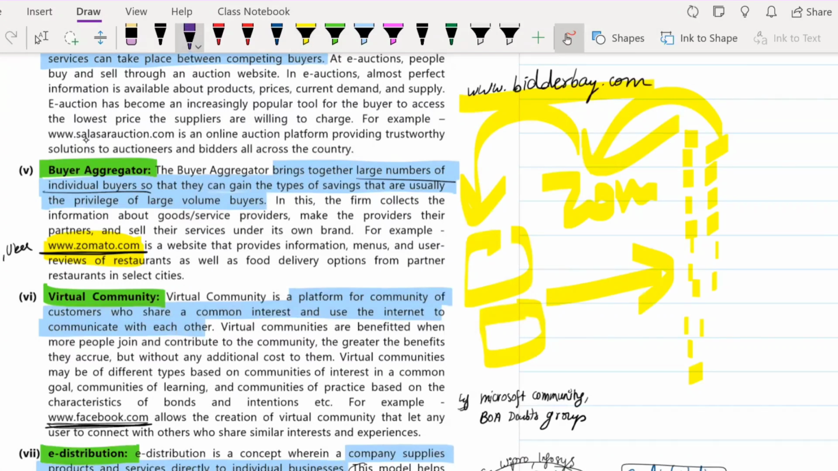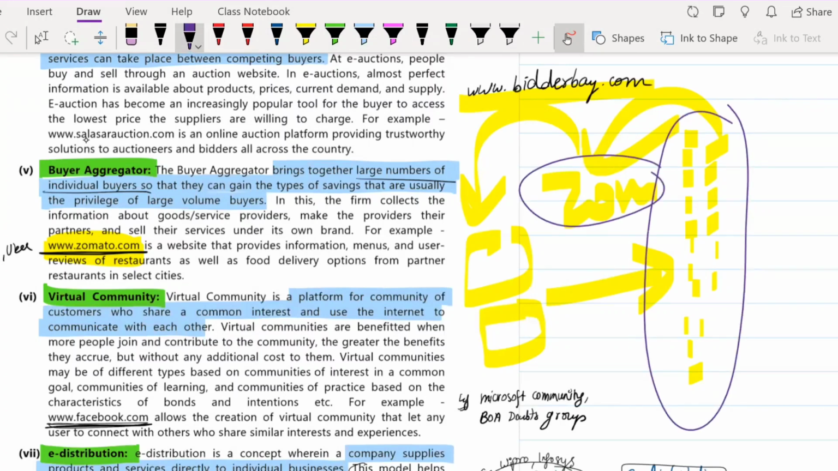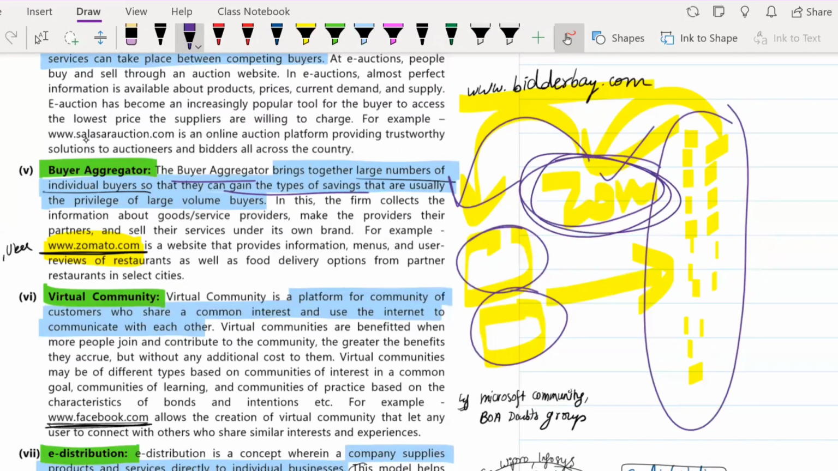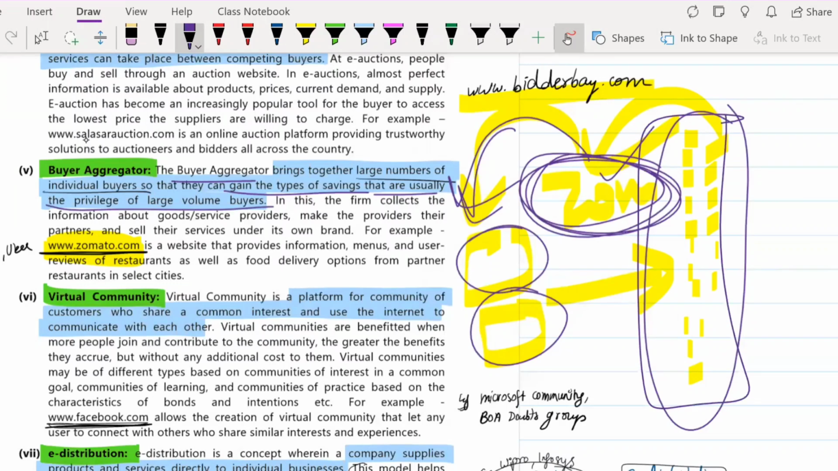Since there are a lot of individual buyers using Zomato, this gives Zomato an upper hand. When it is negotiating with the restaurants, it can get a better price. So a buyer aggregator brings together a large number of individual buyers so that they can gain savings, which are usually the privilege of large volume buyers. Since we are a large volume of buyers, it gives a privilege to Zomato.